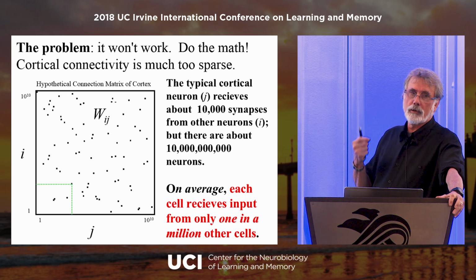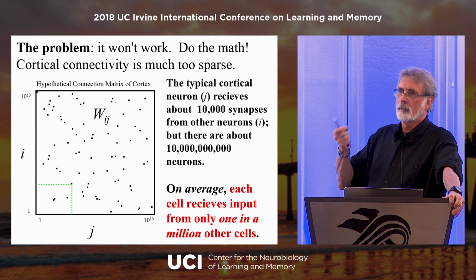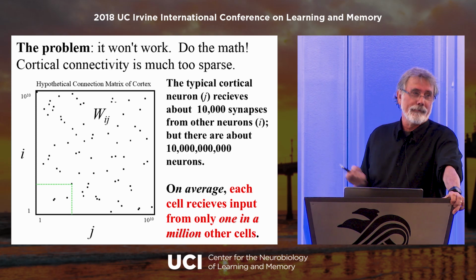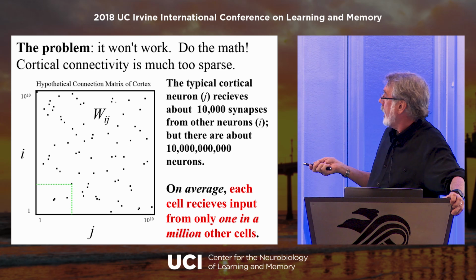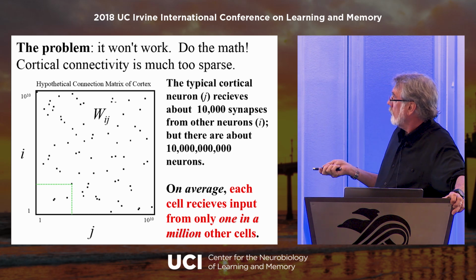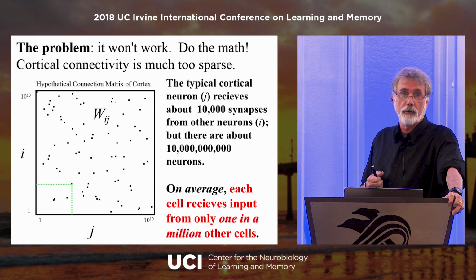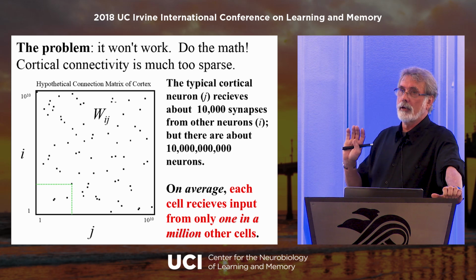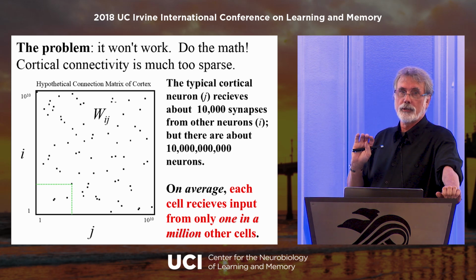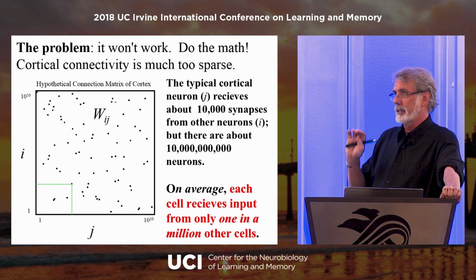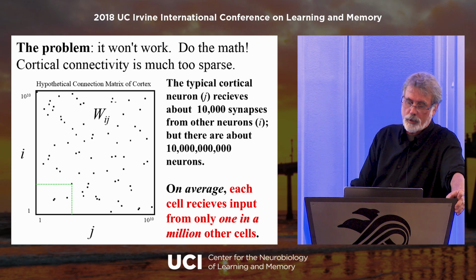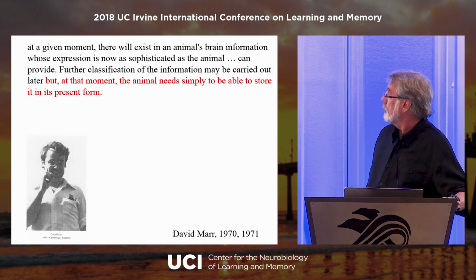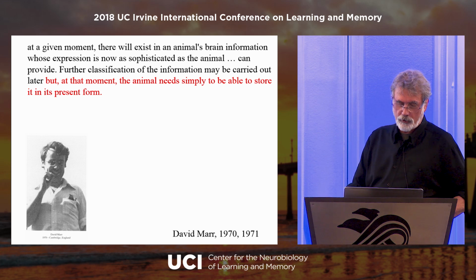In fact, the connectivity of the cortex is so sparse that if one were to model it and make a simple model, one might neglect to add synapses altogether because there just aren't very many of them. On average, each cell in the cortex receives input from only about 1 in a million other cells. And this fact probably underlies much of the reason for the hierarchical organization of the cortex with the hippocampus at the top. And David Marr was quite aware of this, and I'm going to quote a little chapter and verse from the Gospel according to David.